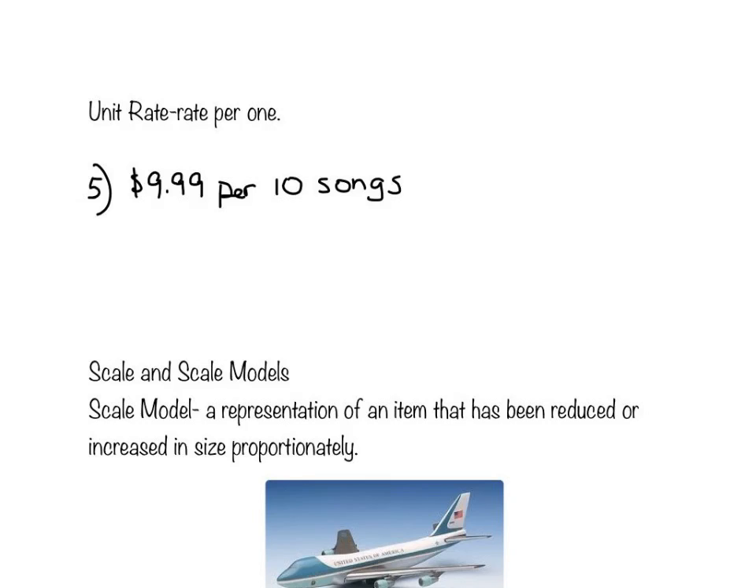Okay, a unit rate. Write this down, please. A unit rate is defined as the rate per one. Uno, unit, means per one. So let's look at example number 5. If it costs $9.99 to download 10 songs, and you're asked for the unit rate, what it's asking you is how much does it cost for one song?